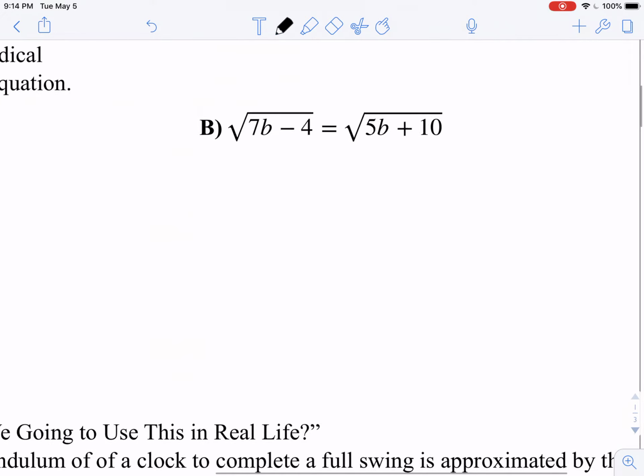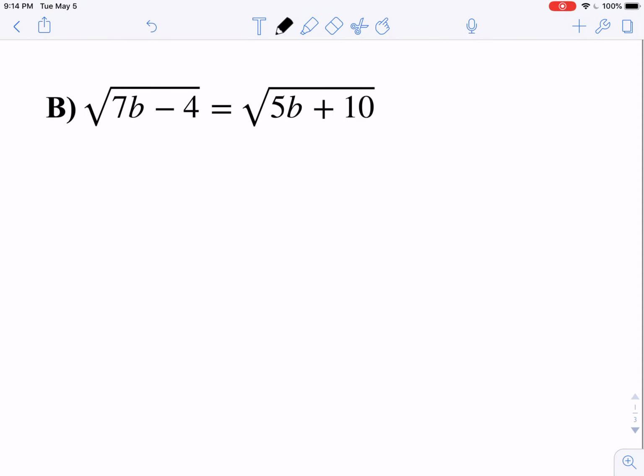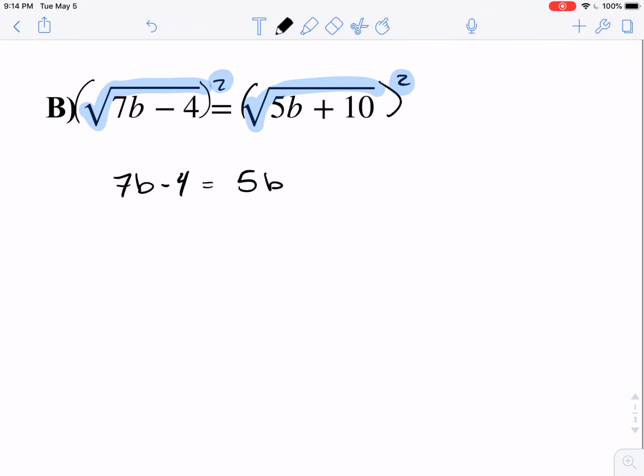Let's do another one. Now in this one, we actually have two square roots. We have two radicals. So the first thing we want to do is square both sides, and that won't solve the issue, but that'll get us one step further into solving. So here, our squares and square roots undo each other, and the square roots are gone, giving us 7b minus 4 equals 5b plus 10. And now we can treat it like a normal equation.